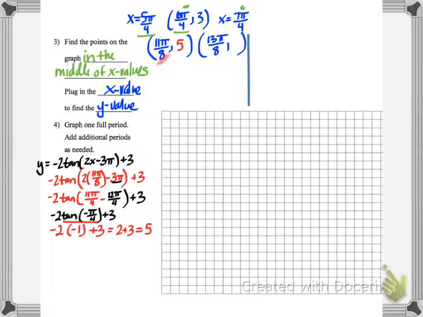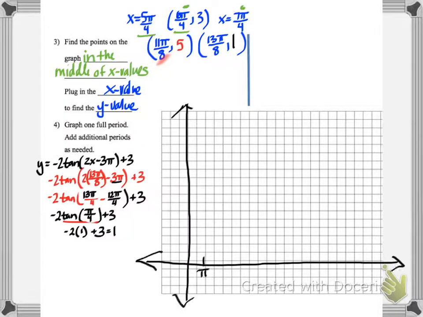Now I'm going to do something very identical for 13 pi over 8. I'm going to plug 13 pi over 8 in for x. And I'm going to solve. Again, timesing by 2, I get 13 pi over 4. Subtracting 12 pi over 4, I get pi over 4. And then find the tangent of pi over 4. Looking at my unit circle, tangent of pi over 4 is 1. The slope of that line is 1. So negative 2 times 1 plus 3 is 1. Now I've got my other y value, so I'm ready to graph my rule.